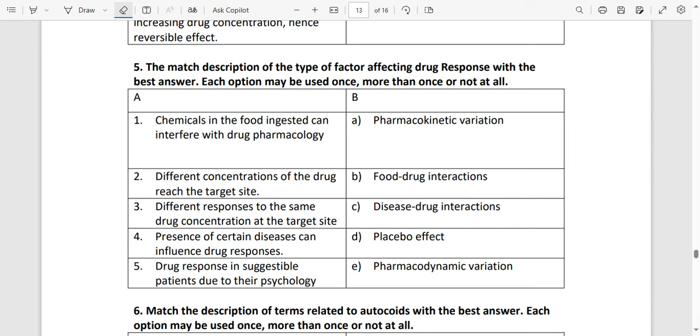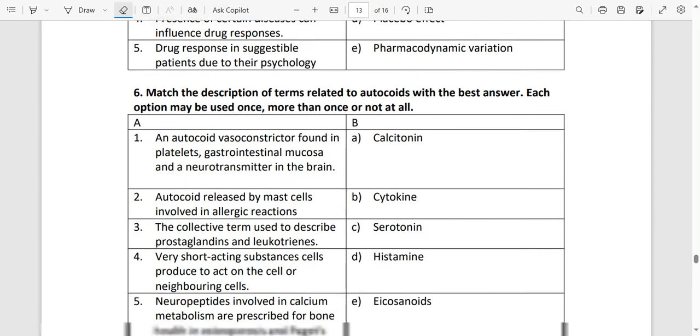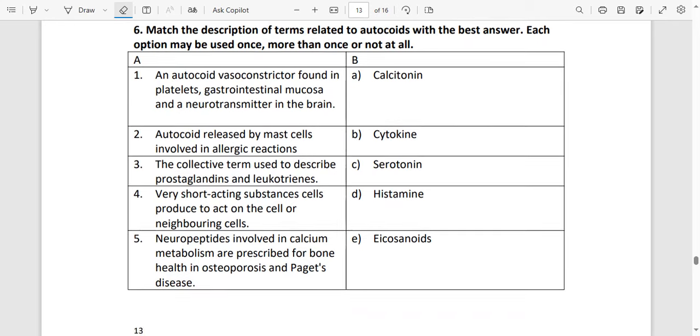Different responses to the same drug concentration at the target site. Pharmacodynamics, about response and receptors. Okay, and then three, is it four? Presence of certain diseases can influence drug response. Thank you so much. Disease drug interaction. And then number five, drug response in a suggestible patient due to their psychology. Placebo, thank you. You respond to a drug simply because you believe in what the doctor gave you, so you end up getting well.